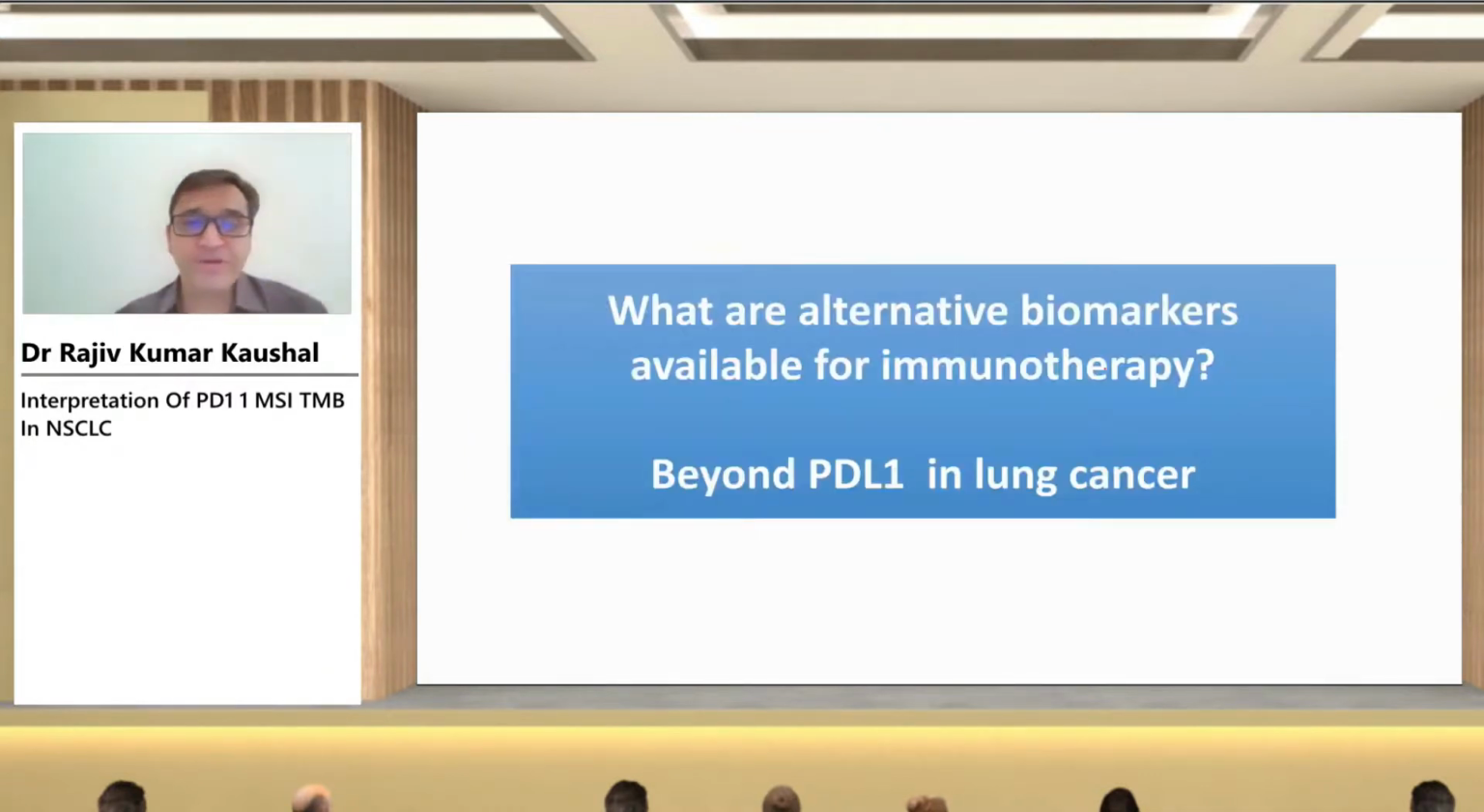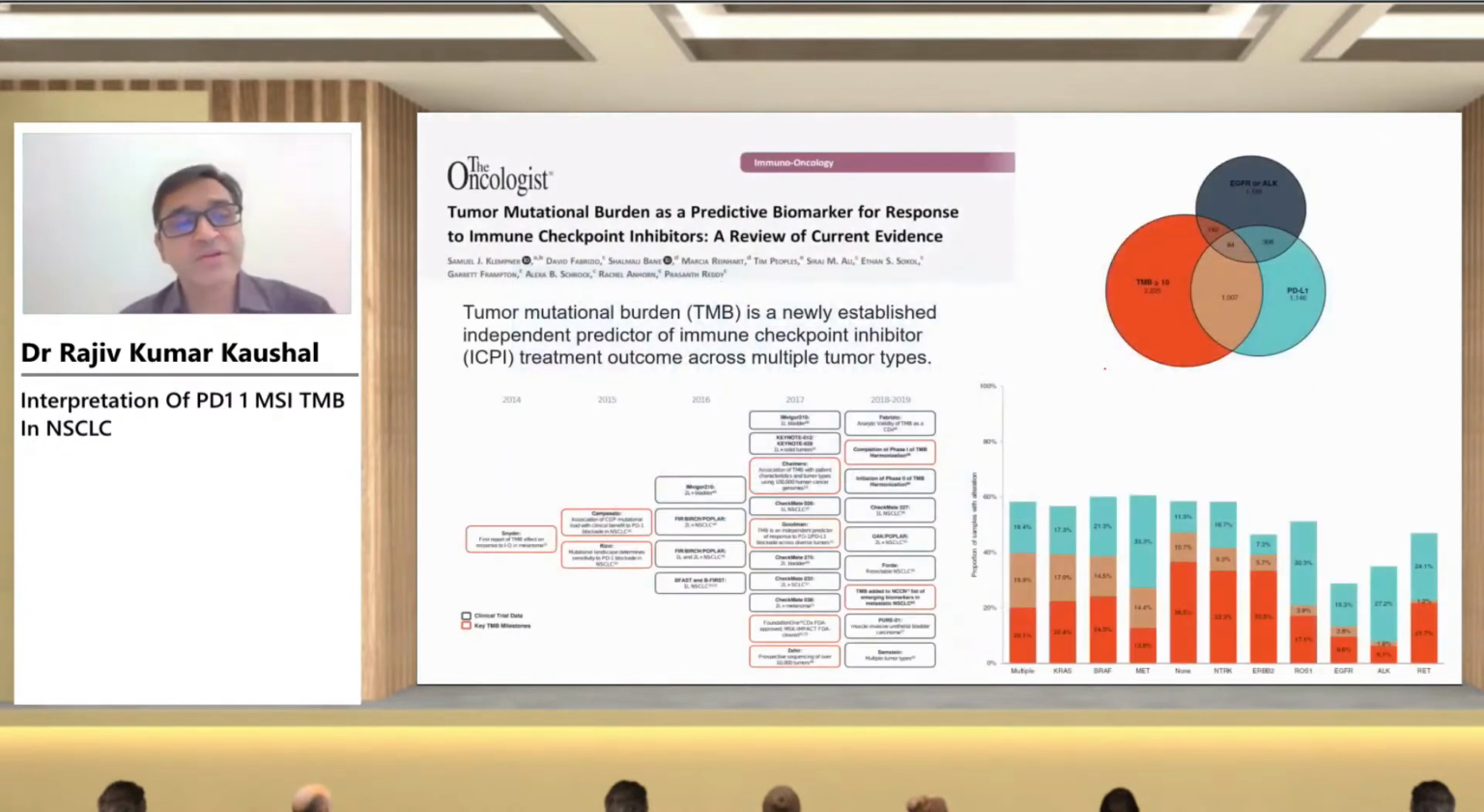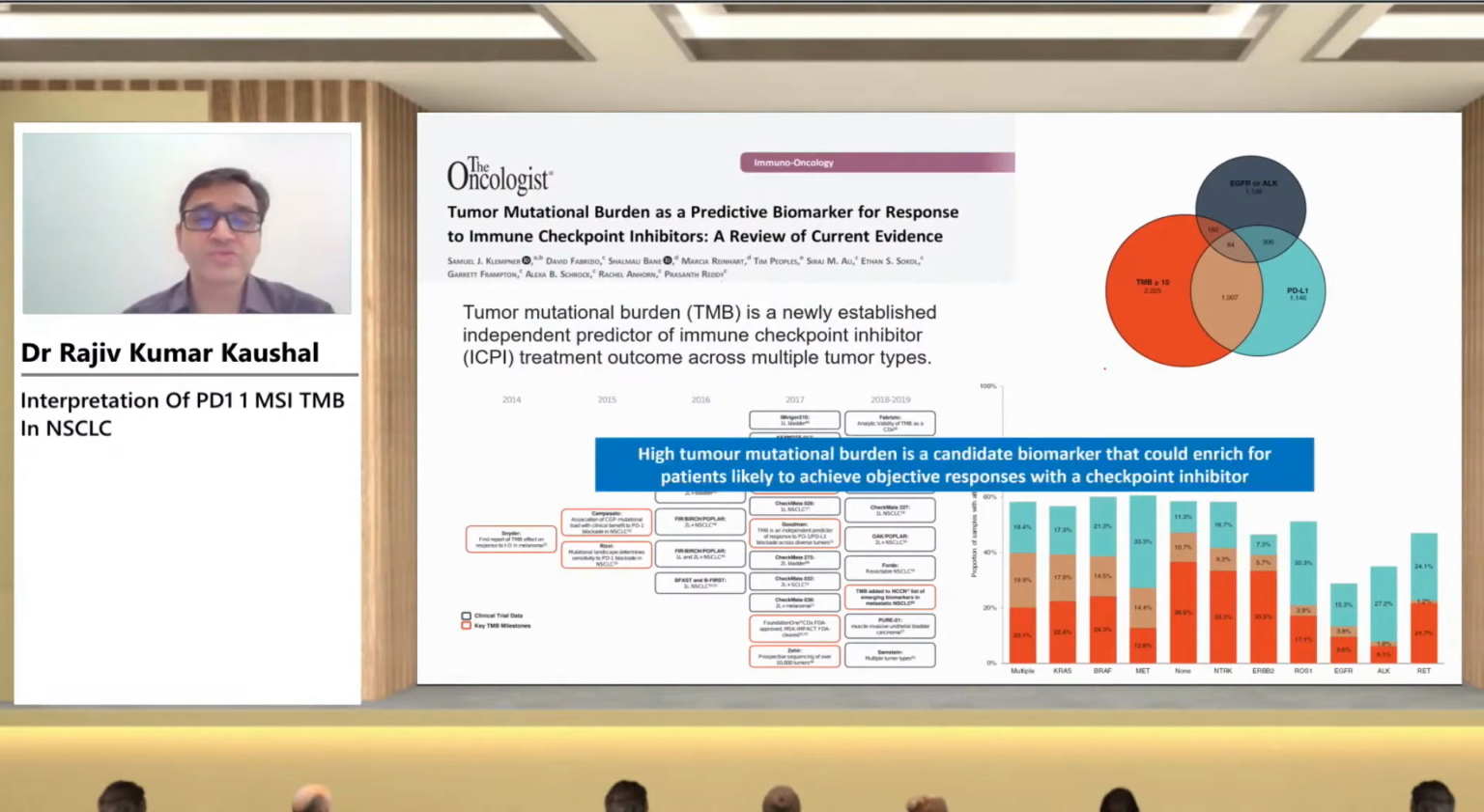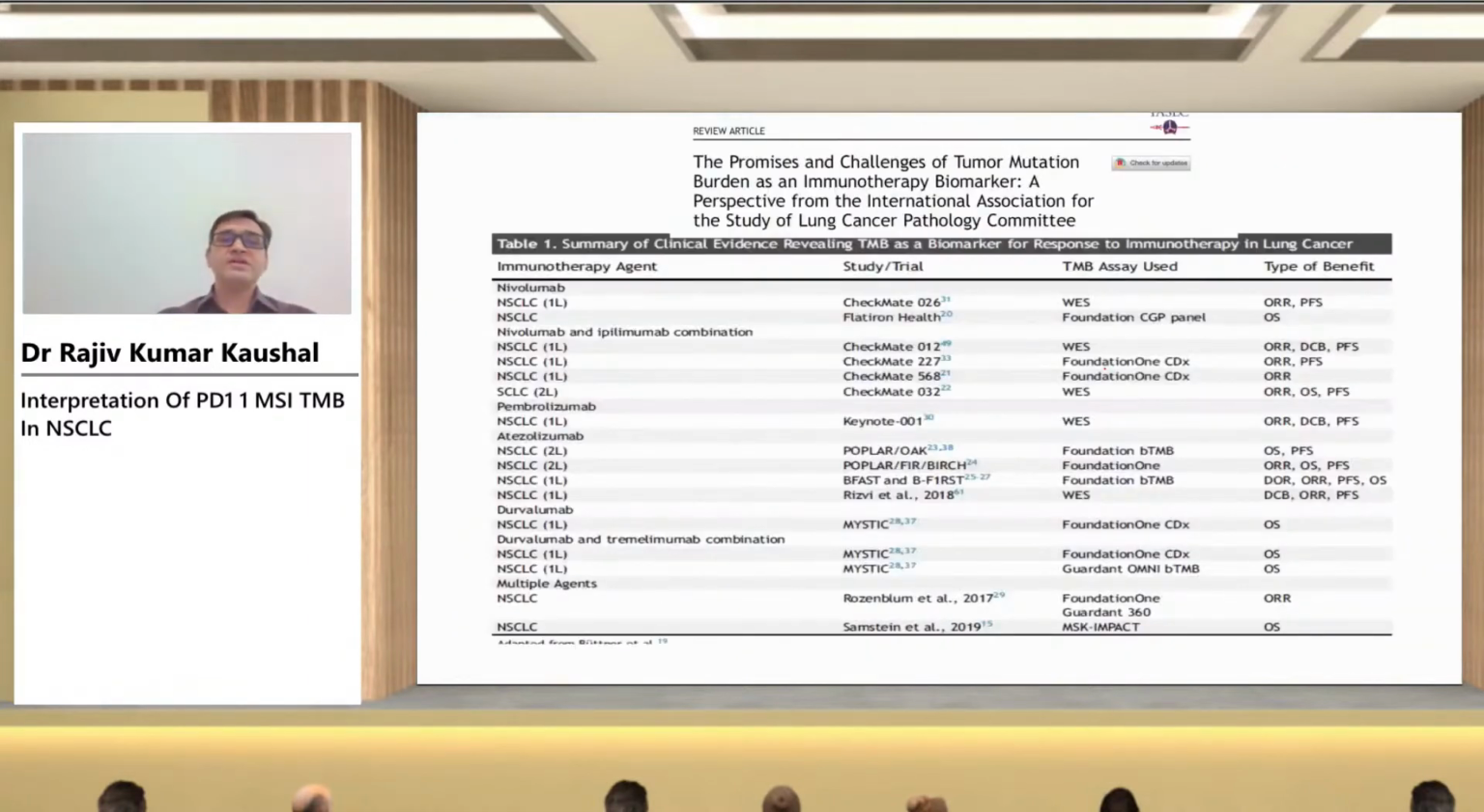So this was about PD-L1, and moving beyond PD-L1, TMB is another promising biomarker which can be used in deciding immunotherapy. It has been used across various tumor types, and especially in the lung.